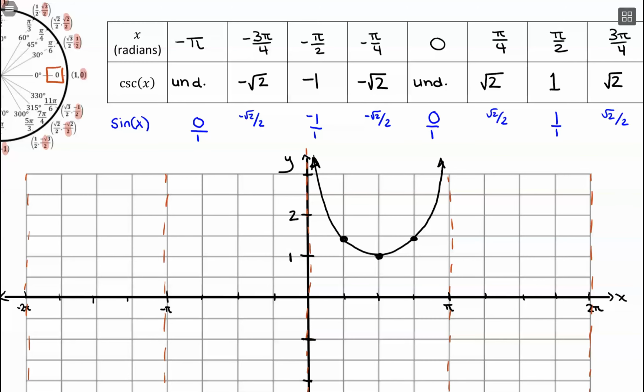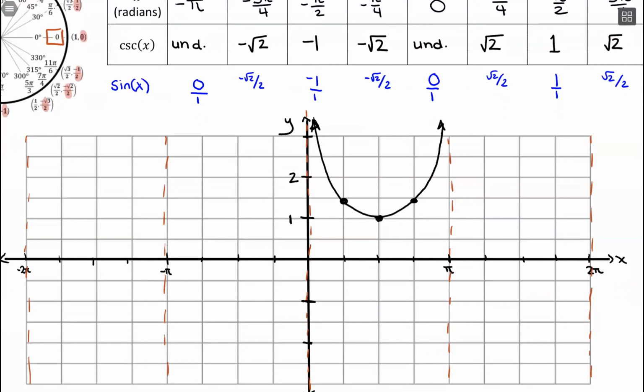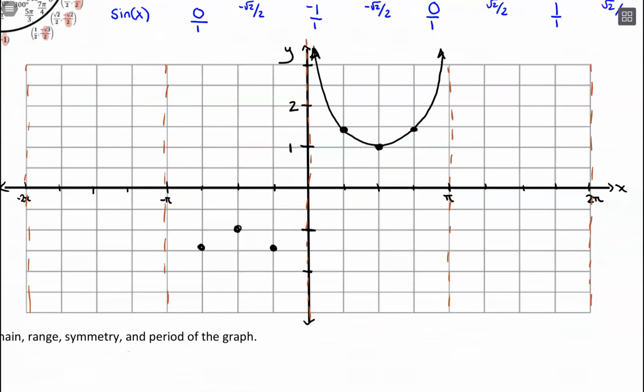To the left of the y-axis on the negative side, what you can see is at negative 3 pi over 4, we're at negative root 2, so that would be a negative 1.4 down there. At negative pi over 2, we're at negative 1, and at negative pi over 4, negative 1.4. So what we'll see down there is coming from negative infinity, going through those points. So we have these intervals separated by asymptotes, where we'll have this parabola-like shape above the x-axis and below the x-axis.